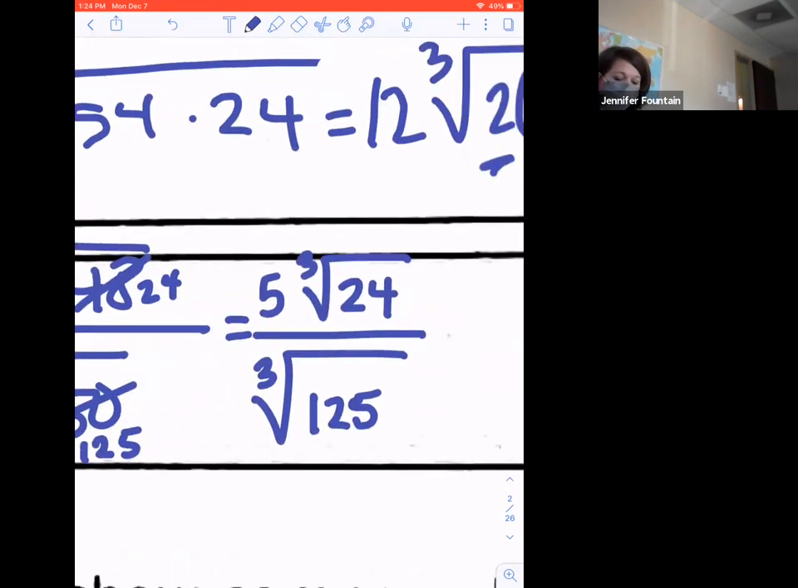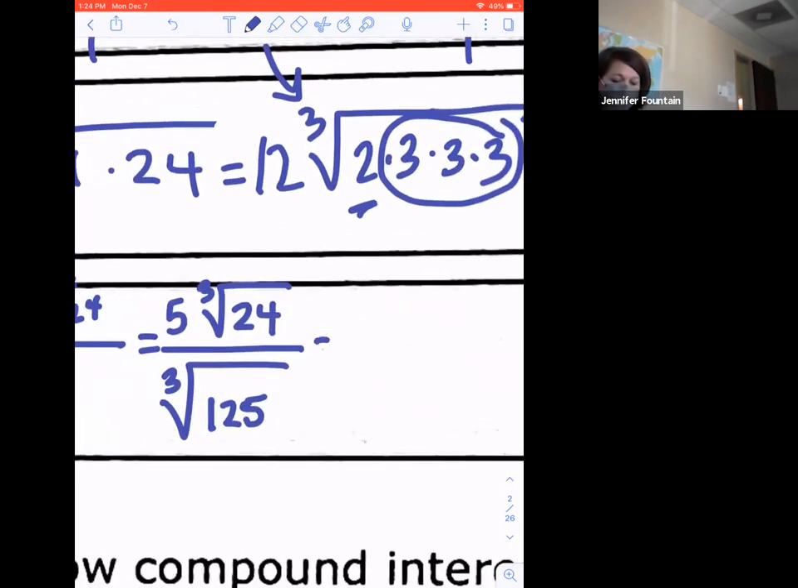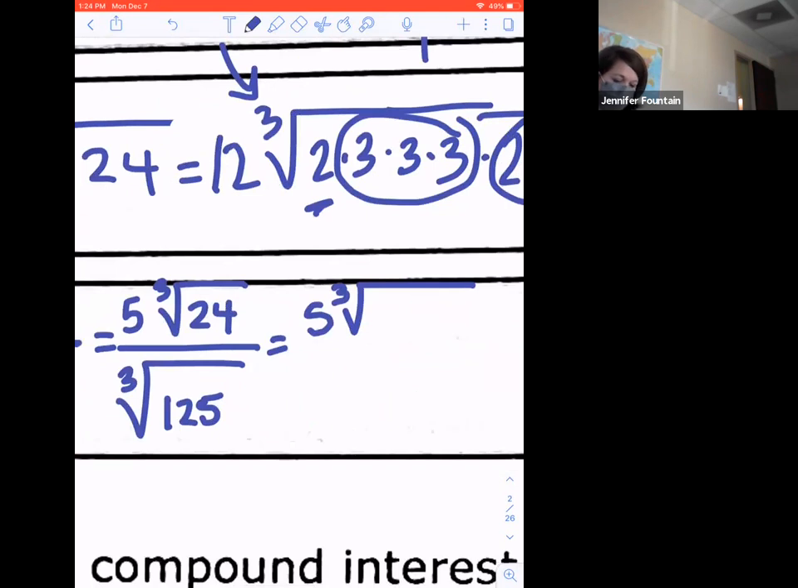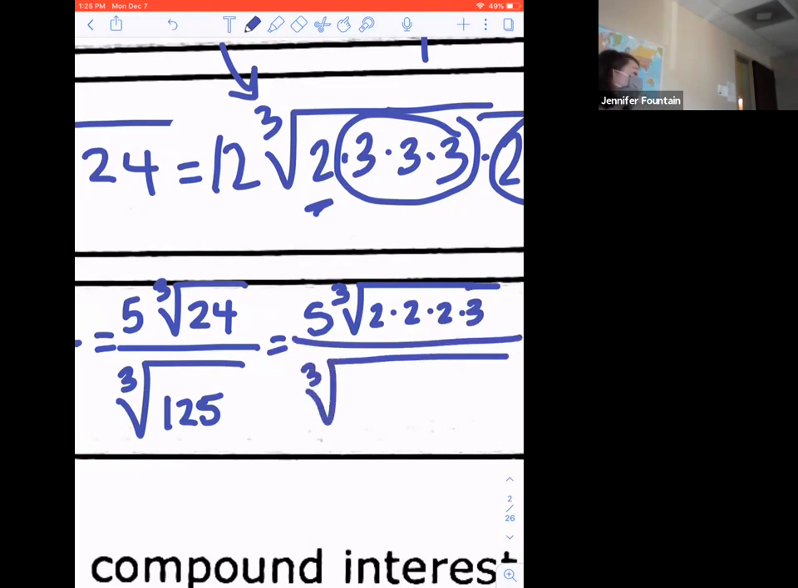So now what I'm going to do is I'm going to break these down into prime factors. So I have 5 times the cubed root of, what is my smallest prime factor of 24? 2. And that would be 2 times 12. So now my smallest prime factor of 12 is 2, which is 2 times 6. Smallest prime factor of 6, 2 times 3. All over the cubed root of, now I've got to break down 125.